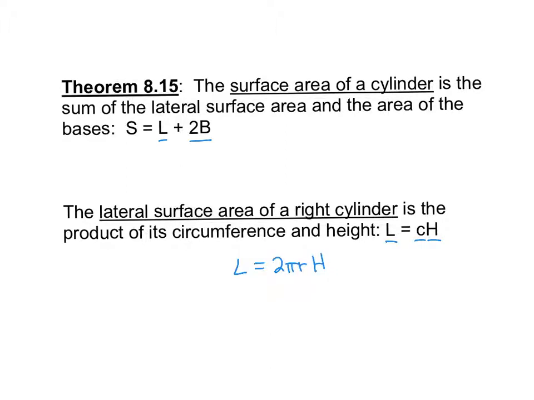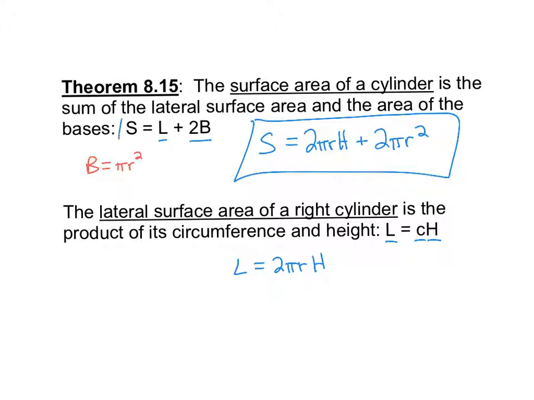So let's take this total surface area and let's put in 2 pi r h for the lateral surface area. And we know that the area of the base is a circle. So the area of the base is going to be pi r squared. So if I have 2 of them, I'm going to have plus 2 pi r squared. So you can also use this formula, or you can just keep going with the one that we've been using.